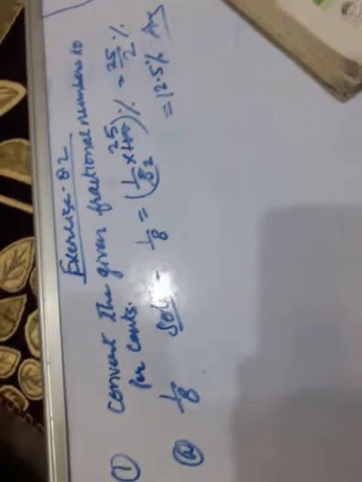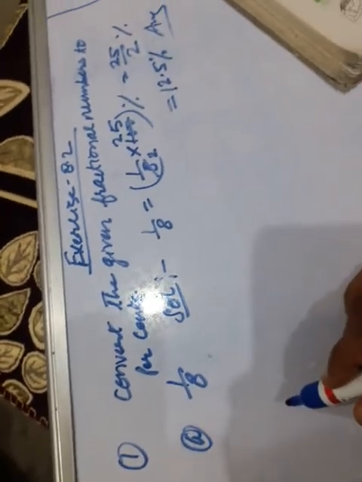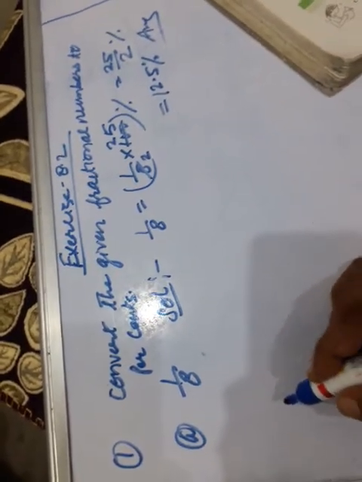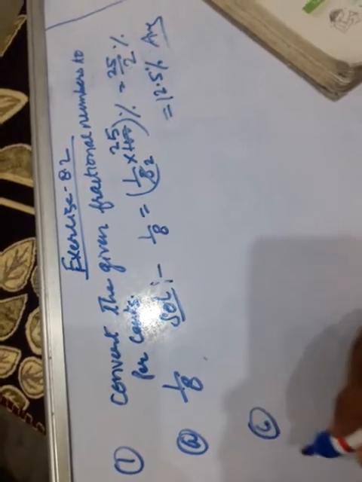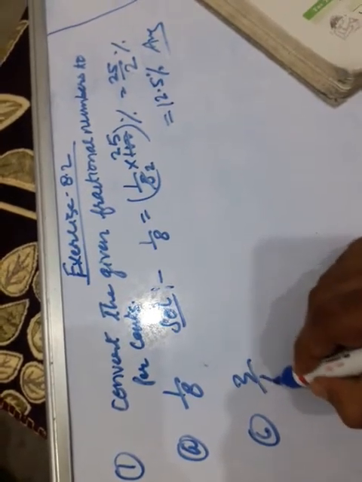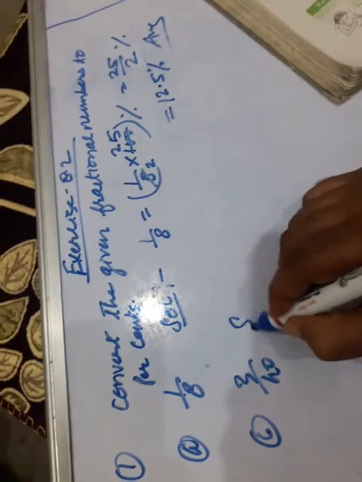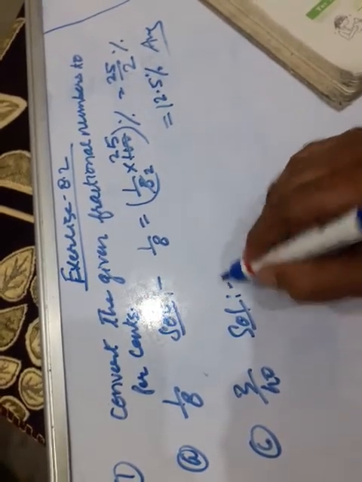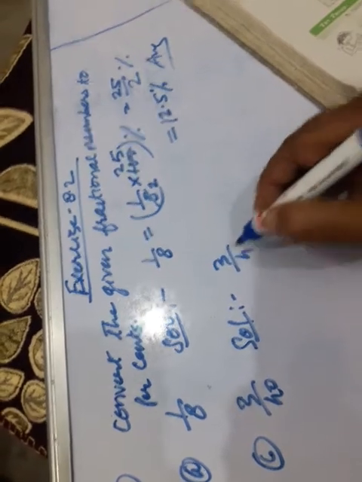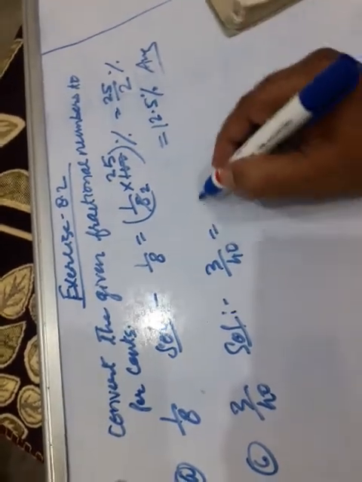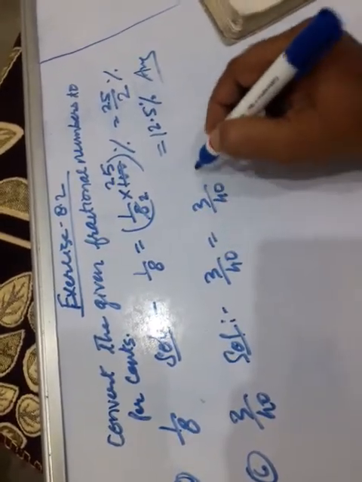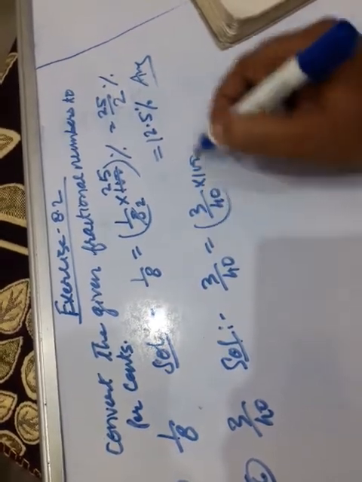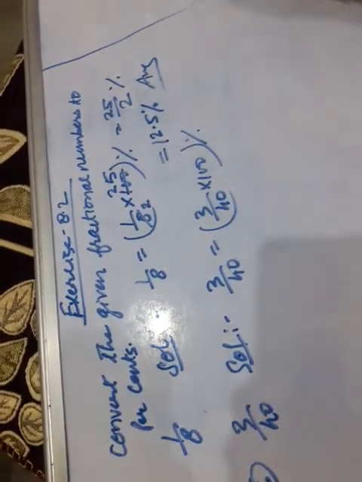Now similarly, let us take one more example from this exercise, from this type only. Let it be part C, that is 3 upon 40. 3 upon 40 has to be converted into percent. So how will you convert it? Write 3 upon 40, and multiply it by 100, put the symbol of percent and calculate it.